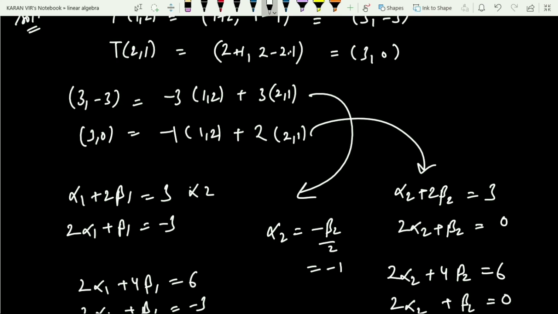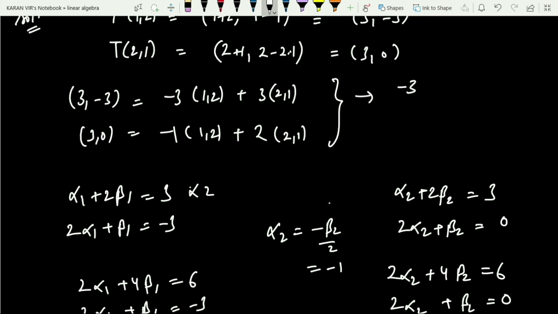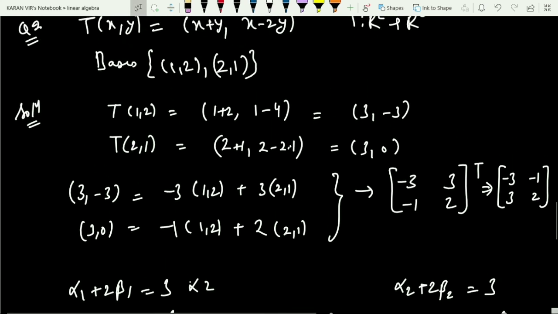Now we just need to form the matrix, and as I've already described, let me take the coefficient matrix. So students, I'm writing it here. This will be minus 3, 3, minus 1 and 2, and the last step is to just take the transpose of this matrix. So this will be minus 3, 3 and minus 1, 2. So this is the matrix representation of this linear transformation with respect to the given basis.